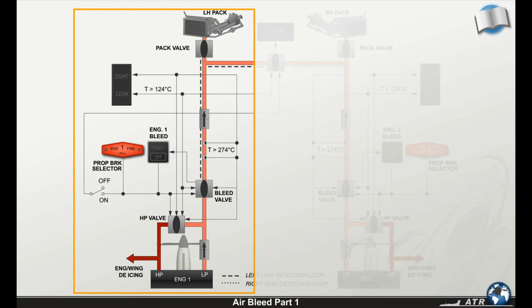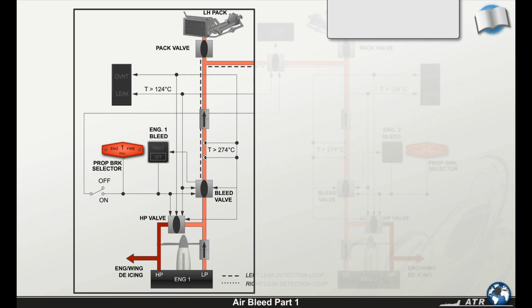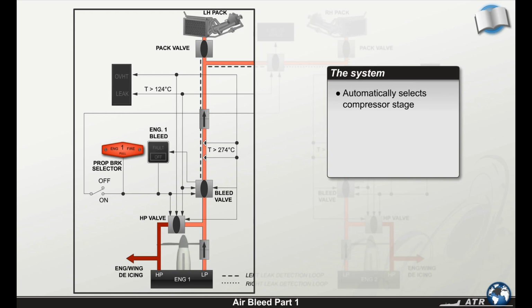The needed air is bled from the engine compressors at the low pressure or high pressure stages. The system automatically selects the compressor stage from which air is bled depending on the pressure and/or temperatures existing at these stages. It also regulates the air pressure in order to avoid excessive pressures.